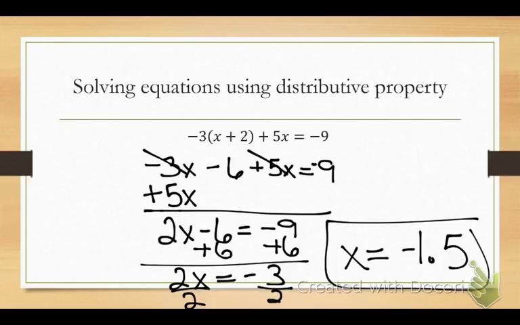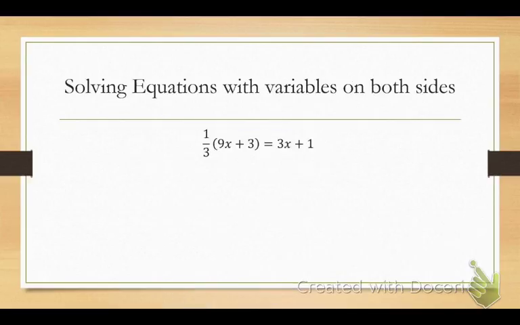Let's look at equations with variables on both sides. Okay, so here we go. 1/3 times 9x plus 3 equals 3x plus 1. Let's start with distributive property and then evaluate our answer. What is 1/3 of 9x? 3x. And what's 1/3 of 3? 1. Equals 3x plus 1.